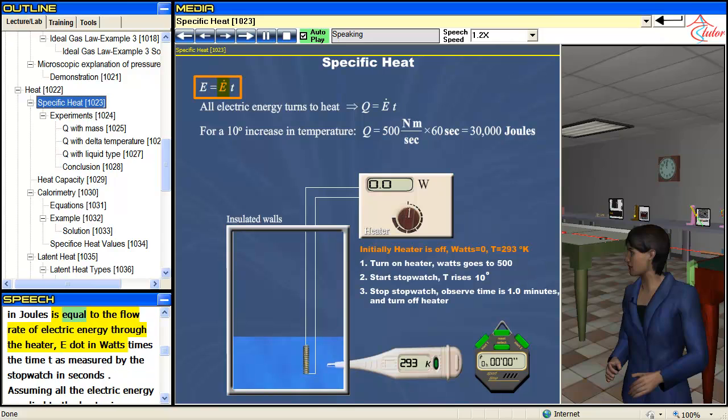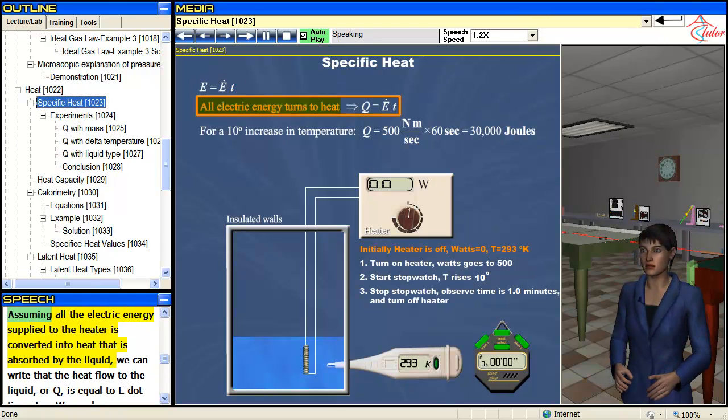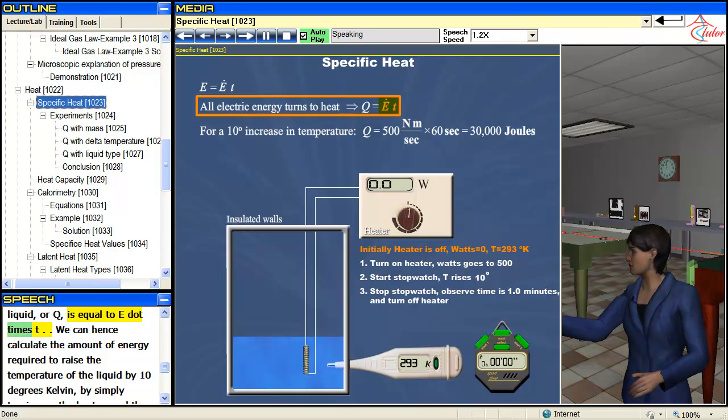When the heater is turned on, the amount of energy, E, supplied to the liquid in joules is equal to the flow rate of electric energy through the heater, E in watts, times the time T measured by the stopwatch in seconds. Assuming all the electric energy supplied to the heater is converted into heat that is absorbed by the liquid, we can write that the heat flow to the liquid, or Q, is equal to E times T.